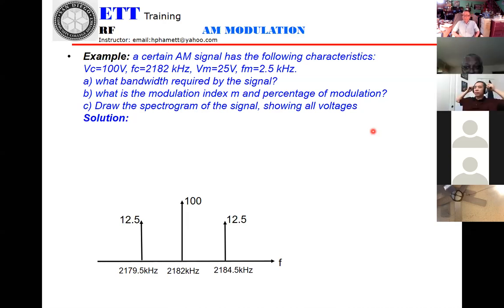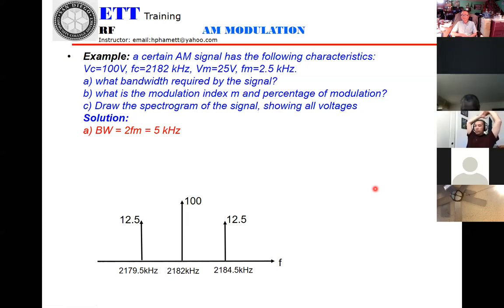Is the bandwidth 5K? 5K. Okay, I don't know, we'll see. No, I forget everything. 25%. Very good. 5K. 0.25, 25%. Perfect. Okay?